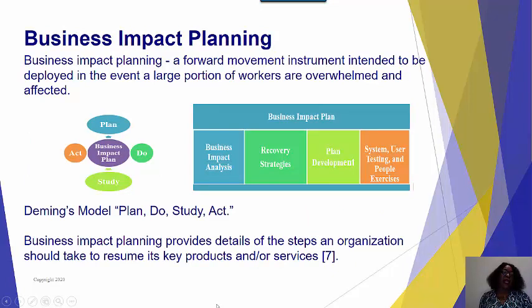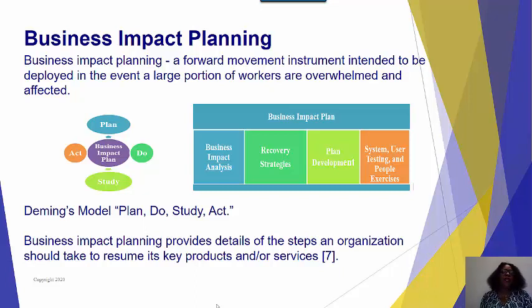Business impact planning. What is this? This is a forward movement instrument intended to be deployed in the event a large portion of workers are overwhelmed and affected. Now, we've talked about developing the business impact analysis, which is a part of the strategy, but we have to do what's called the planning.